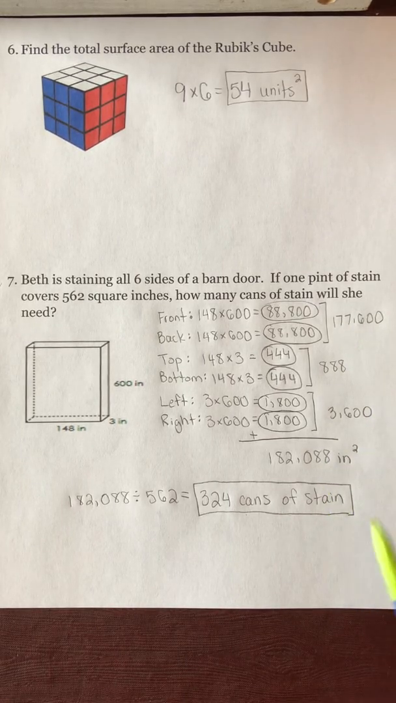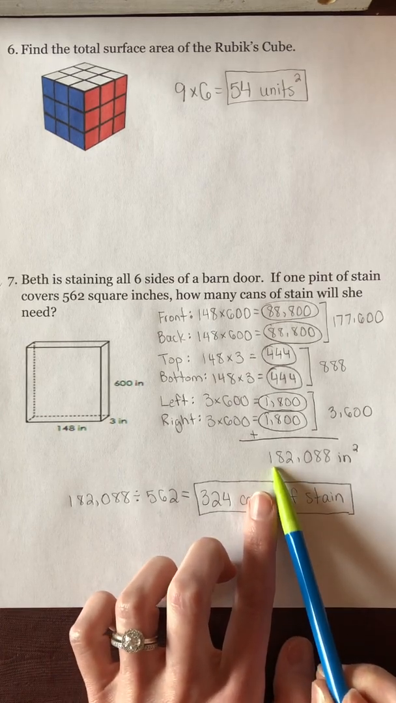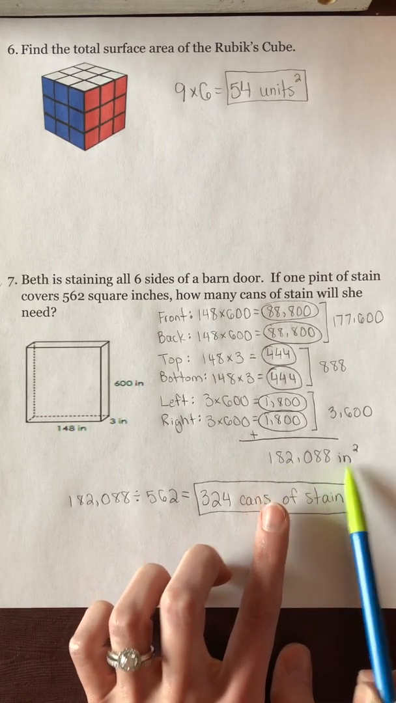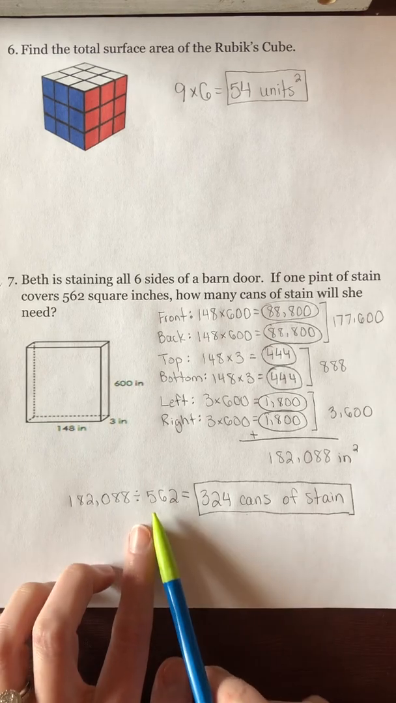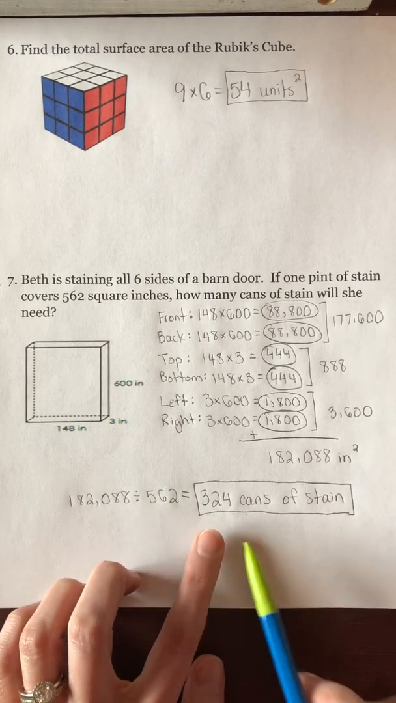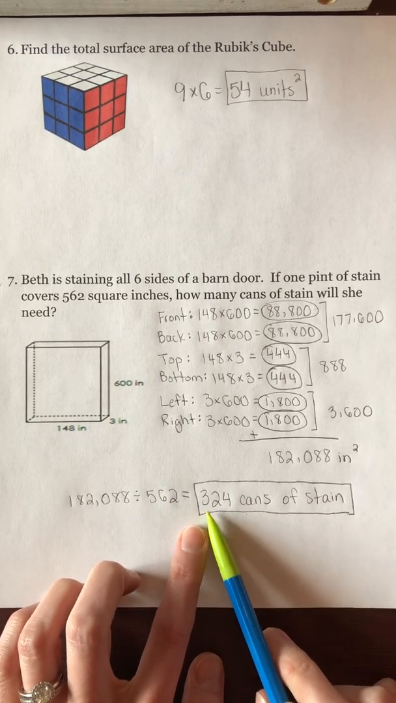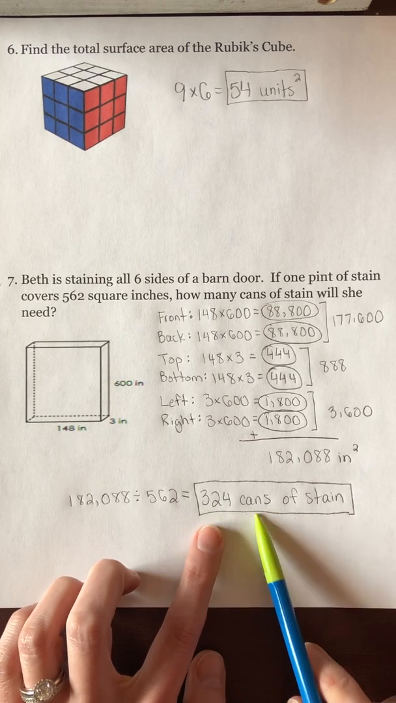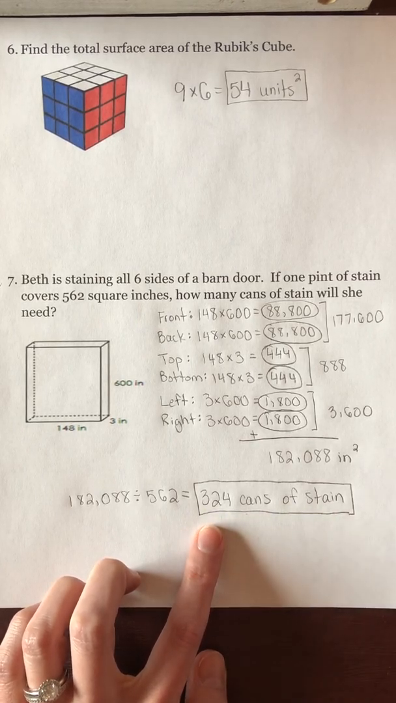But adding all 6 of those faces, the total surface area is 182,088 square inches. Then we're going to divide that by 562, and it comes out to a perfect whole number. So we need 324 cans of stain.